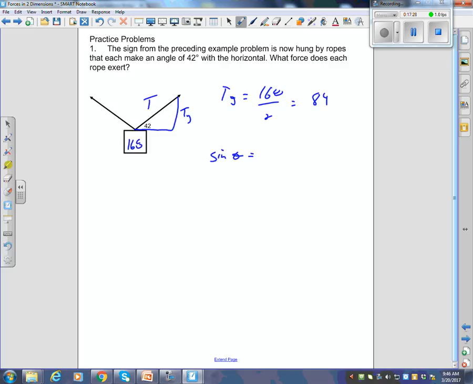Sine theta is opposite over hypotenuse. Sine 42, the opposite is what we're trying to find. TY, no, I know TY, don't I? TY is the 84. We're solving for T. So T is equal to 84 over sine 42. Someone help me out. What is it? 125? Okay, 125.5. How does that compare to before?